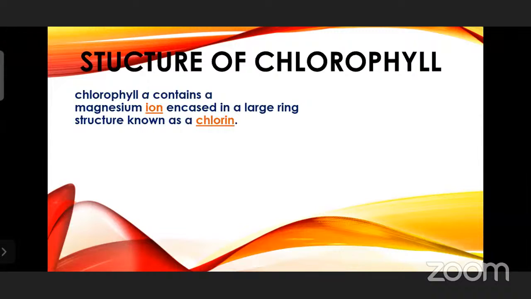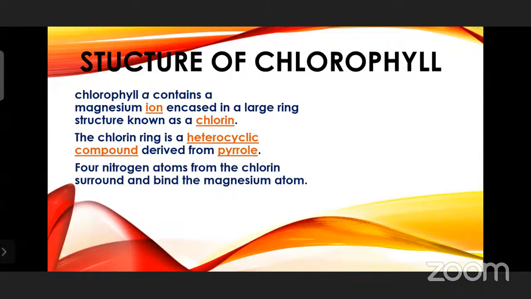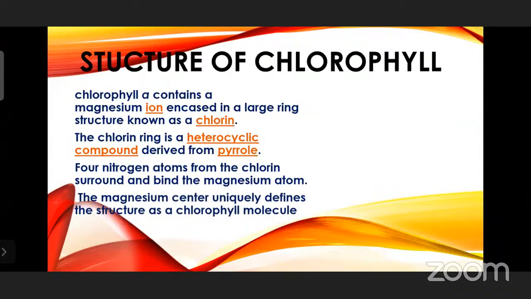Chlorophyll A contains a magnesium ion in the center. That means it is encased in a large ring structure known as chlorin, or it is a head region. And the chlorin ring is a heterocyclic compound derived from pyrrole. And 4 nitrogen atoms from the chlorin surround and bind the magnesium atom. And the magnesium center uniquely defines the structure as a chlorophyll molecule.